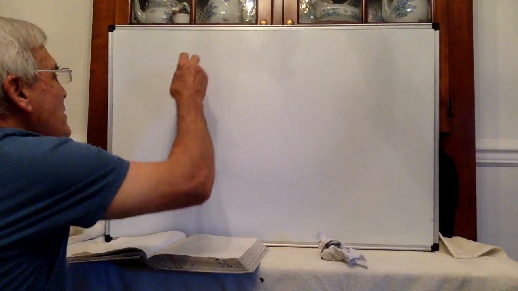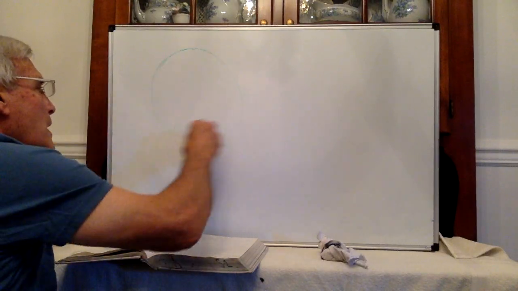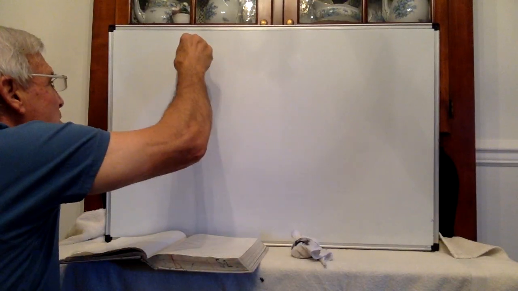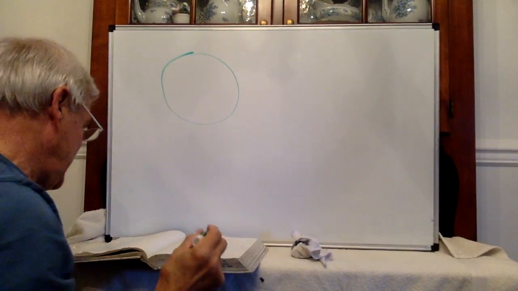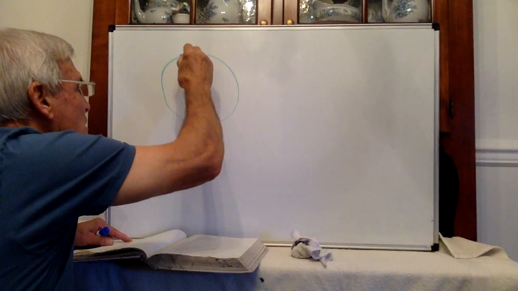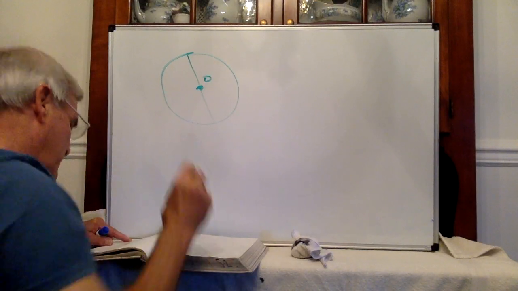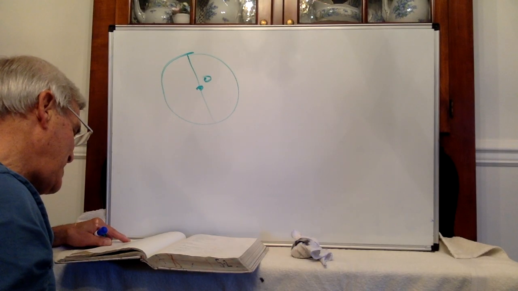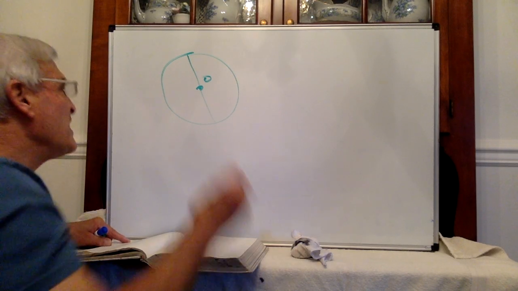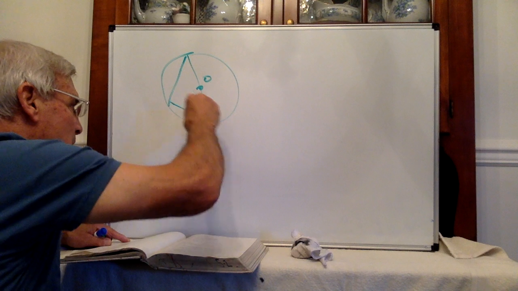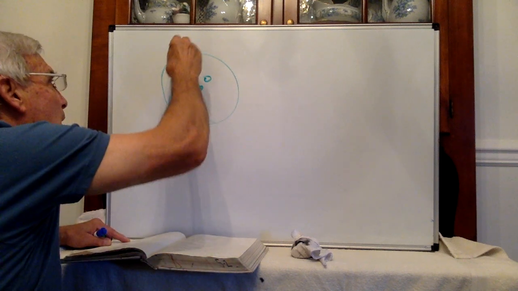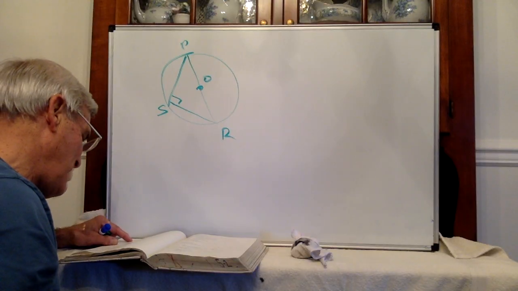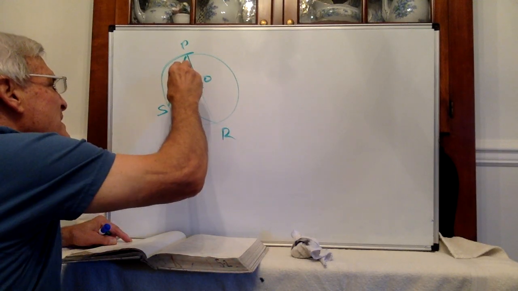So in this problem, they gave you a circle, and they said that this is circle O. Remember, you name a circle by its center, and they told you that PS is perpendicular to SR. And that angle P is 36.